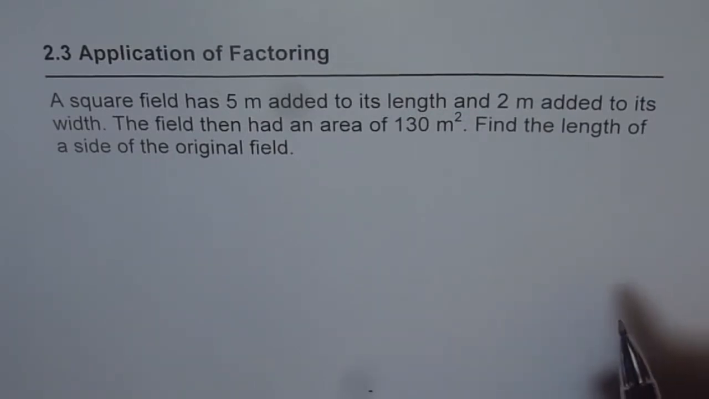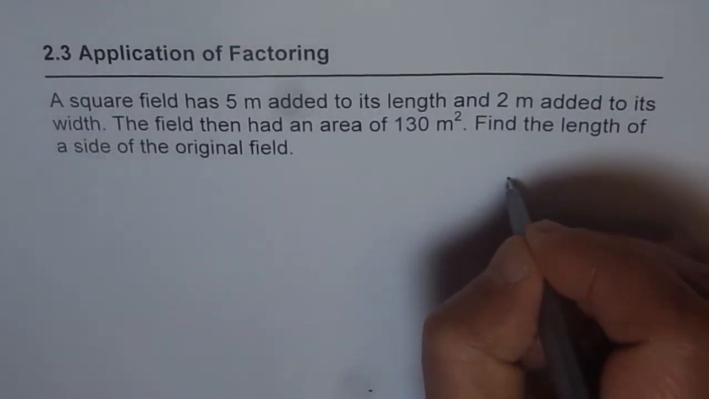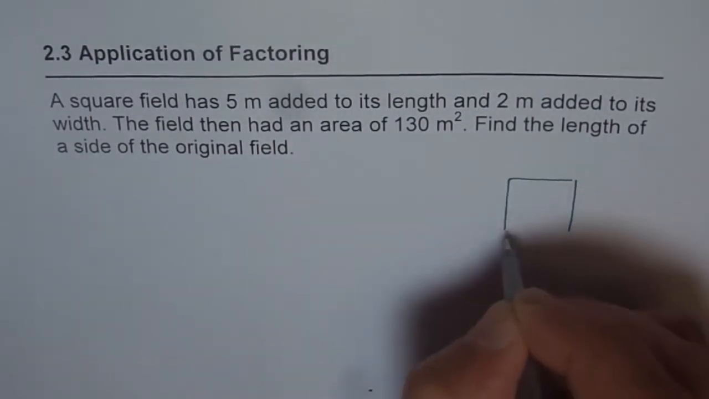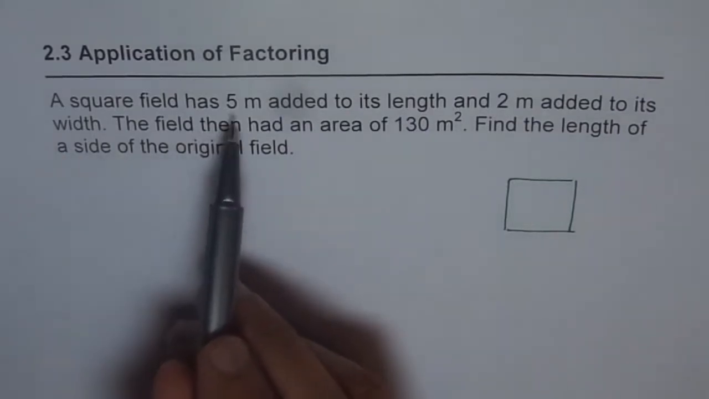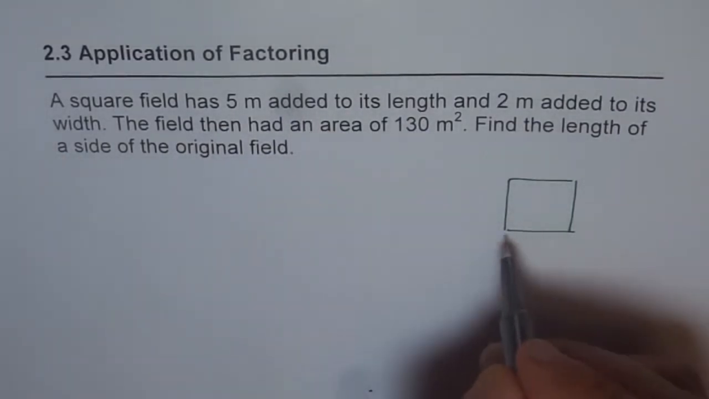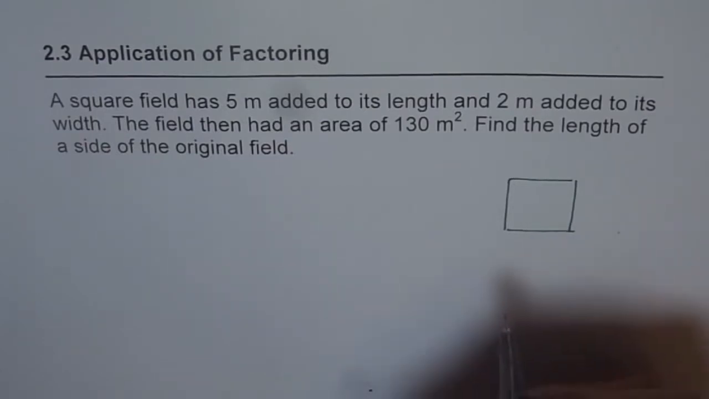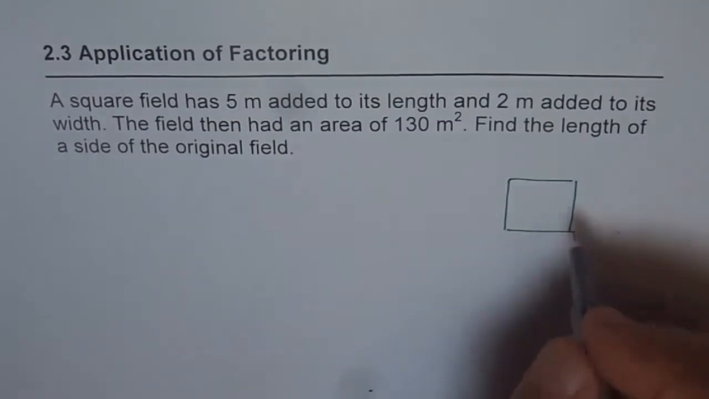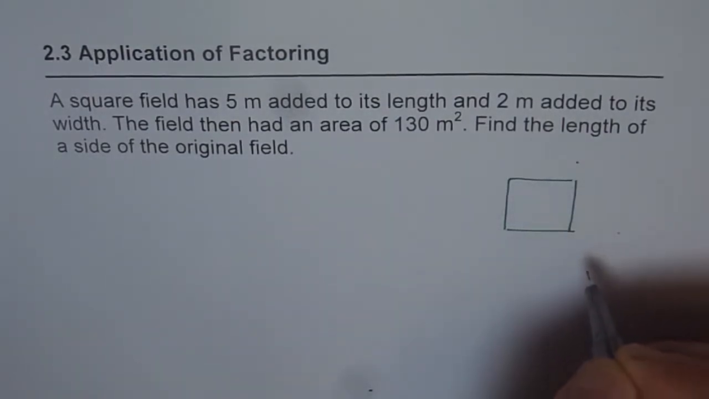Okay, so let's first sketch it. It's always a good practice to sketch and then write down the answer or find the solution. So now this is, let us say, a square field, right? Now what we have done here is a square field has 5 meters added to its length. Let's say this is the length. Let's add 5 meters to it. It becomes longer. And 2 meters added to its width. So the width is increased by 2 meters, so it becomes wider, right?